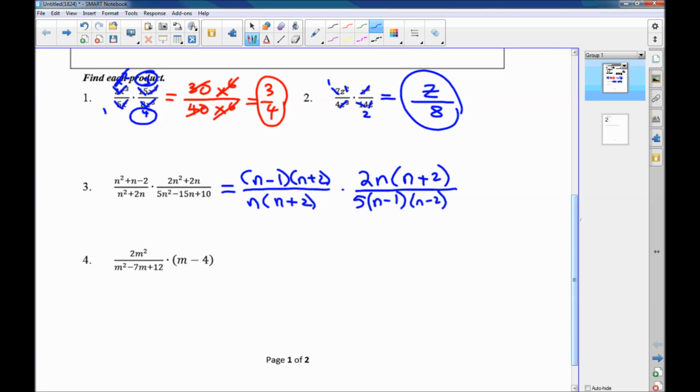Okay. All right, now we look for things that could be canceled out, because we can cross cancel here. So I can cancel this n minus 1 on the top left with the n minus 1 on the bottom right. Remember, any top can be canceled with any bottom in fractions. So this n plus 2 could cancel with this one. That's a top and a bottom. This n could cancel with this single n here, the monomial n.